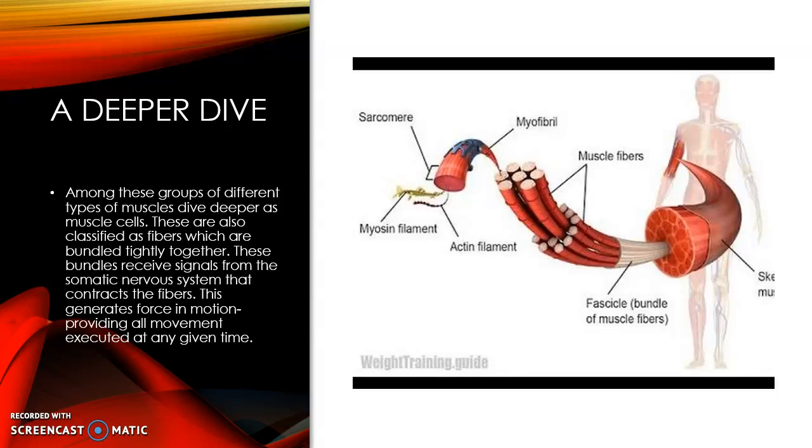The deeper dive. Among these groups of different types of muscle, we dive deeper to muscle cells. These are also classified as fibers, which are bundled tightly together. These bundles receive signals from the somatic nervous system that contracts the fibers. This generates force and motion, providing all movement executed at any given time. The diagram to the right is a helpful guide in terms of understanding these muscle fibers.